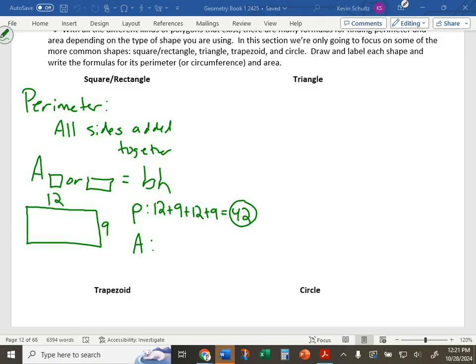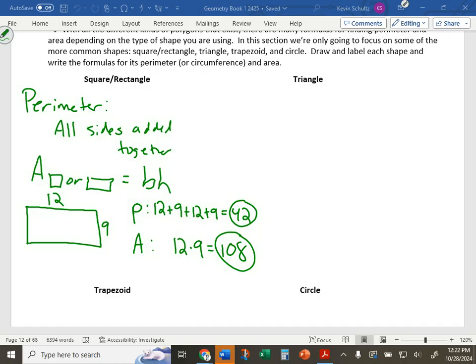And then for the area, I heard someone say 108. 12 times 9 does give us 108. You've used those shapes before. You know what they look like. Just putting them all on one page, a nice, easy wrap up to the unit.